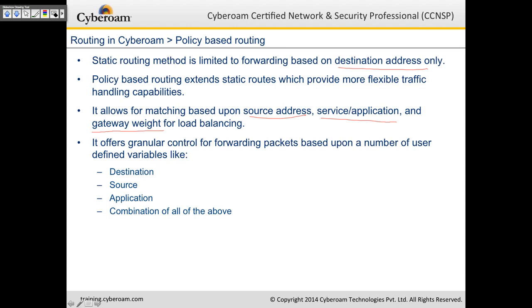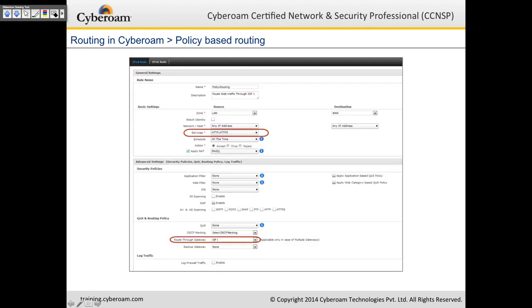It offers granular control for forwarding packets based on a number of user-defined variables like destination, source, application, or a combination of all of the above. So how do you configure policy-based routing? You configure it from the firewall rule, wherein you have control over the source, the destination, and the service, and you select Route through Gateway, which gateway you would like to route it through. You also have the option to select a backup gateway in case you have multiple ISPs or multiple gateways. So if the main gateway is down, traffic will be automatically routed to the second gateway.